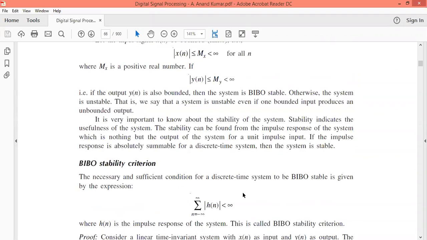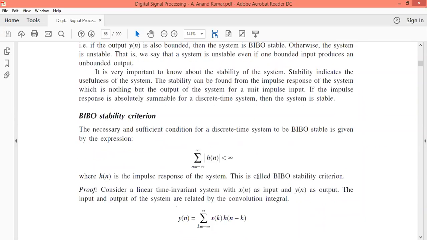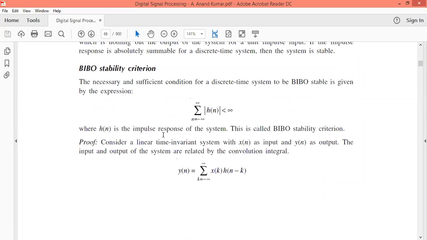For the system to be bounded input and bounded output, what is the condition here? The summation from n equals minus infinity to plus infinity of mod h of n should be less than infinity. Only then is the system said to be bounded input and bounded output. This is the necessary and sufficient condition for a discrete time system to be stable. Now we will see the proof of this.